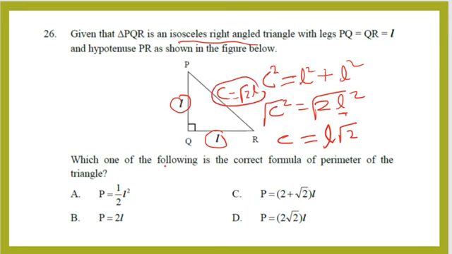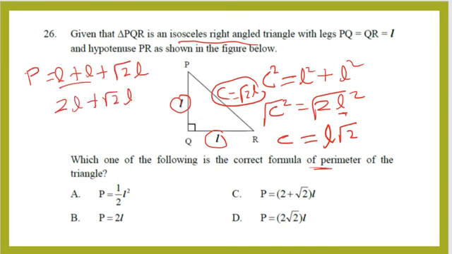Then what is asked? Which one of the following is the formula for perimeter? The perimeter means the sum of the three sides. So let's write the formula first. Perimeter is equal to L plus L plus radical 2 L. We can add L plus L, it will be 2L. 2L plus radical 2 L. That means L is common. I can take it out as a common. So 2 plus radical 2, the whole times L. Outside L has to remain. So this is the perimeter. So the answer will be C. This is question number 26.